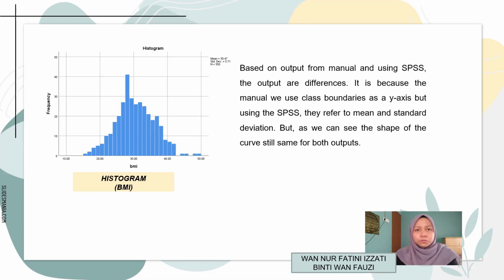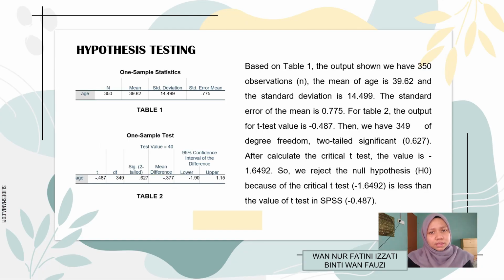Histogram based on output from manual and using SPSS, the outputs are different. It is because in the manual we use class boundaries as the y-axis, but using SPSS they refer to mean and standard deviation. But as we can see, the shape of the curve is still the same for both outputs. For hypothesis testing, the output shows we have 350 observations.